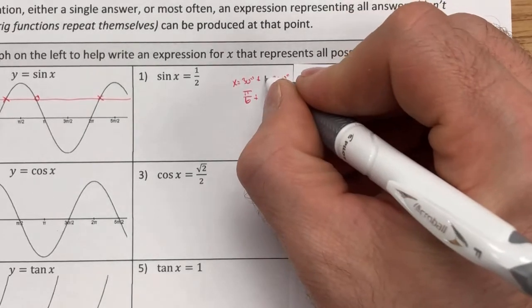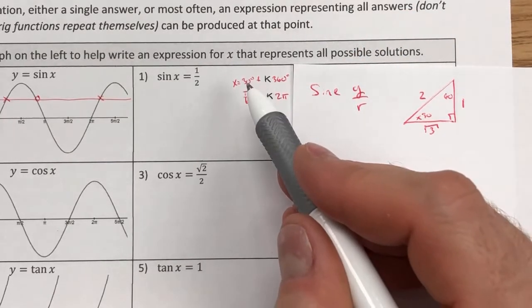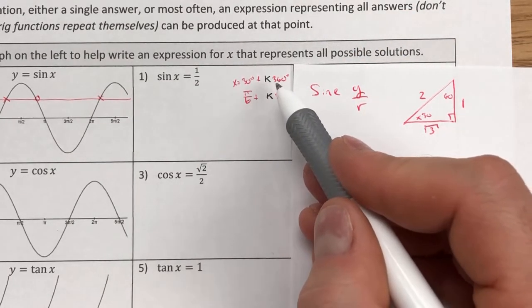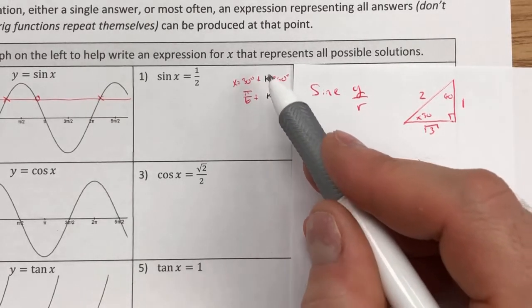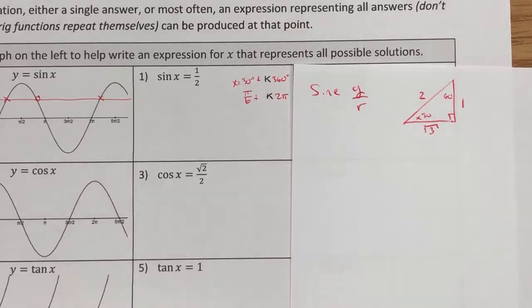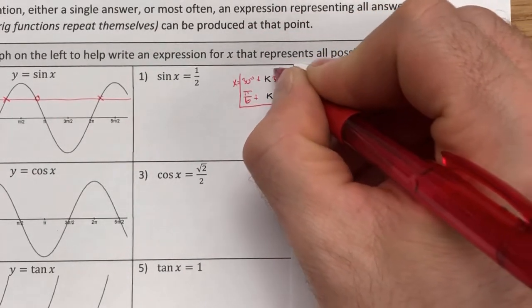So the way that we show that is we put a k in front of it. What this tells us is that it's 30 degrees plus some number of 360s, whether that be 1, 10, 1,000, or -5. It doesn't quite matter. So that's round 1 of the answers.